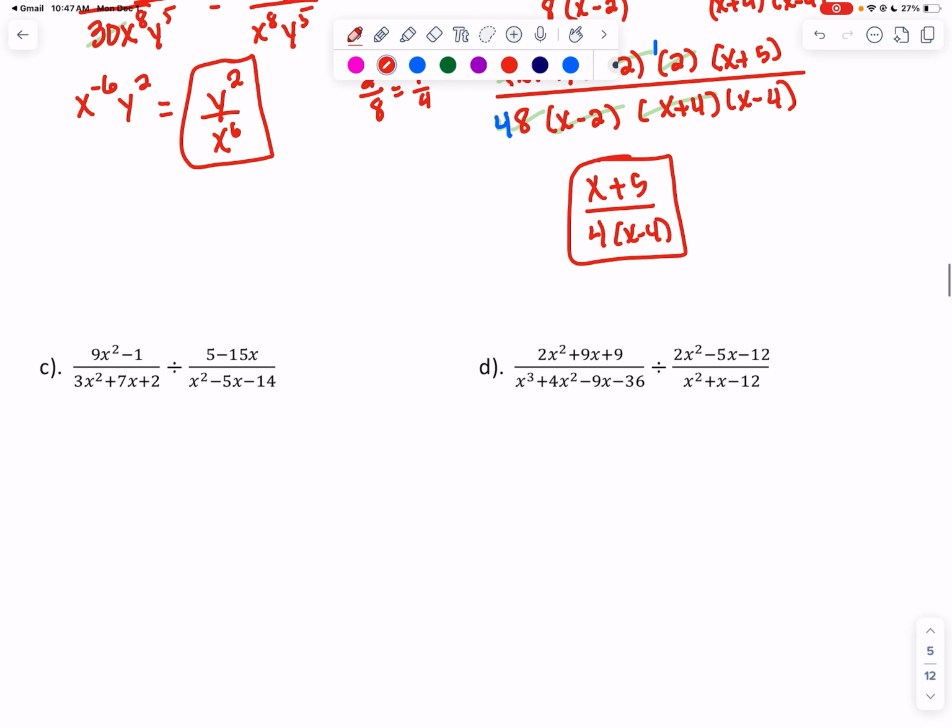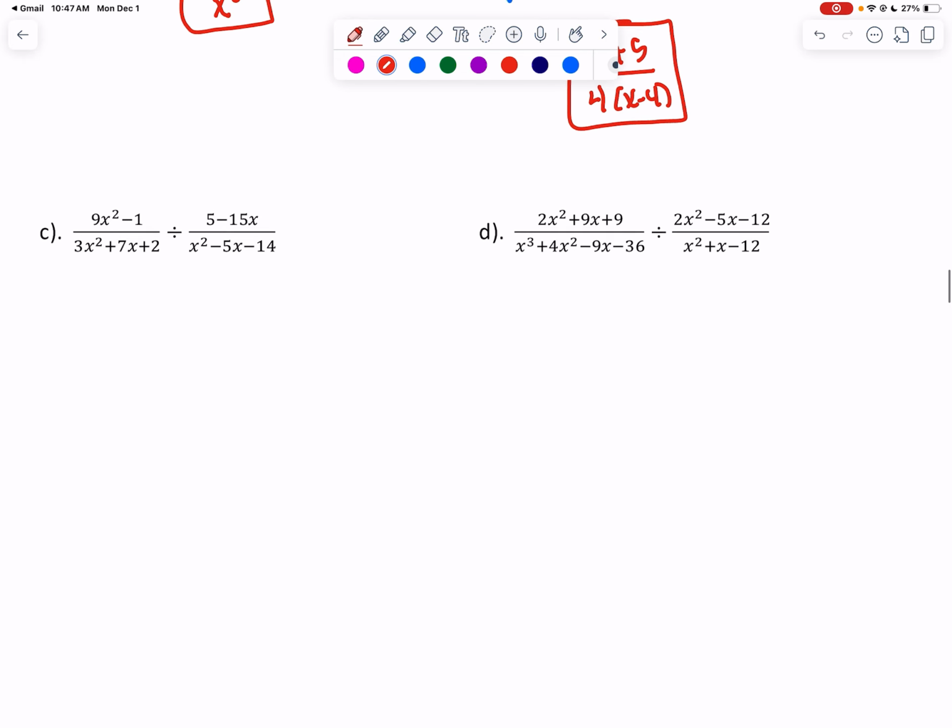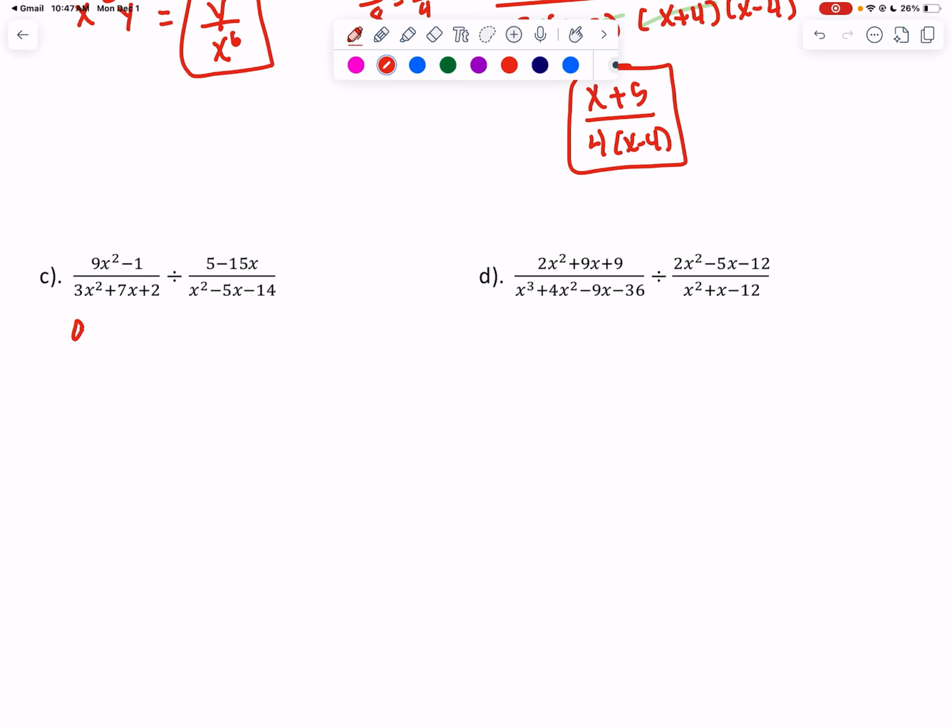All right, problem C. First thing I want to do is rewrite this as a multiplication problem. So I'll rewrite this as 9x squared minus 1 over 3x squared plus 7x plus 2. Don't change the first fraction. Flip the second fraction, which would become x squared minus 5x minus 14 over 5 minus 15x.